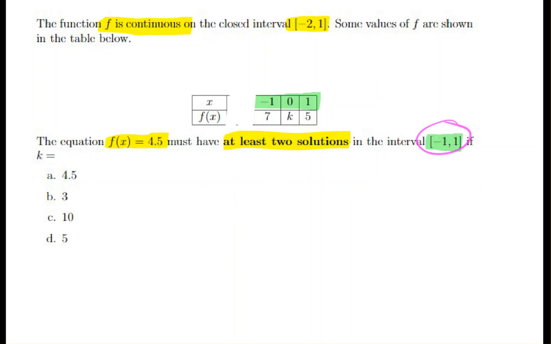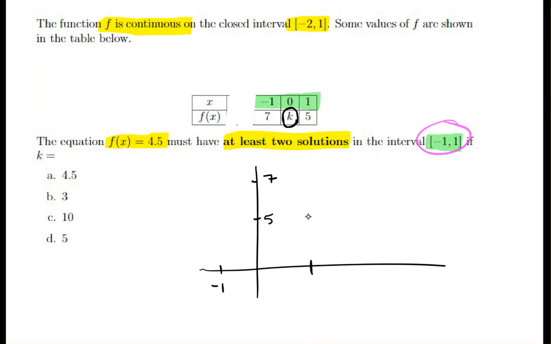So let's just draw a quick sketch of what we see, and then it'll help us visualize what we need to do. We've got -1 is at 7. 0 we don't know where it is. That's k. It's yet to be defined. And then at 1 we have 5. Okay. And then what do we want? We want the function to cross the line 4.5 at least twice between -1 and 1. So what's happening is we would want our function to do something like go down and then up somehow.